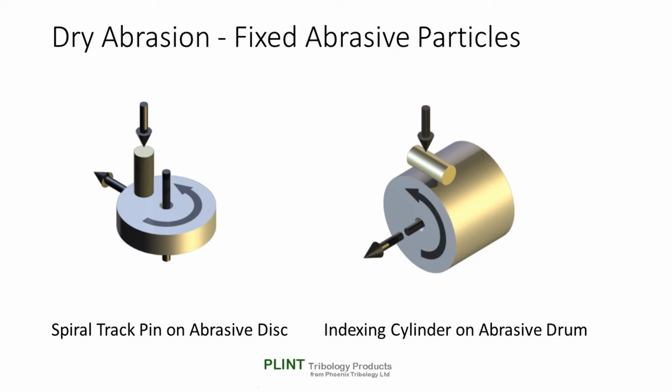The simplest types of two-body test systems are those using either abrasive paper or abrasive grinding wheels, with a test sample in sliding or sliding rolling contact with the abrasive surface. In these rigs, the principal problem is controlling the condition of the abrasive surface. If a pin-on disc test is carried out with abrasive paper attached to the disc, the paper rapidly degrades or becomes clogged with wear particles. Indexing the pin across the disc in a spiral pattern, ensuring that fresh abrasive comes into contact with the pin at all times, overcomes this problem. Another arrangement is the indexing block or cylinder on abrasive drum.